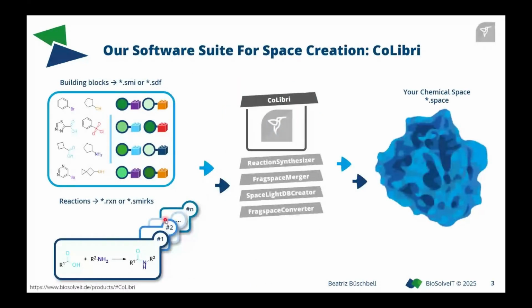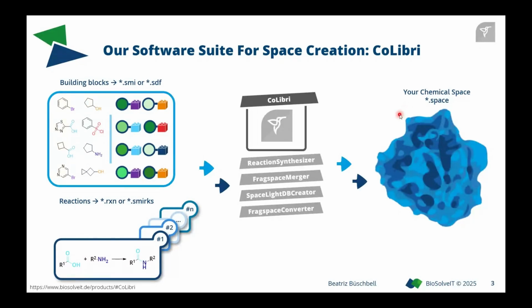Yes, so we've heard before now in all of the talks that the ingredients for chemical space are building blocks and reactions. By using CoLibri, which is a purely command line package software suite, it contains these four little tools that I will briefly explain. These are necessary to build your chemical space, which is this .space file that we also have been talking about.